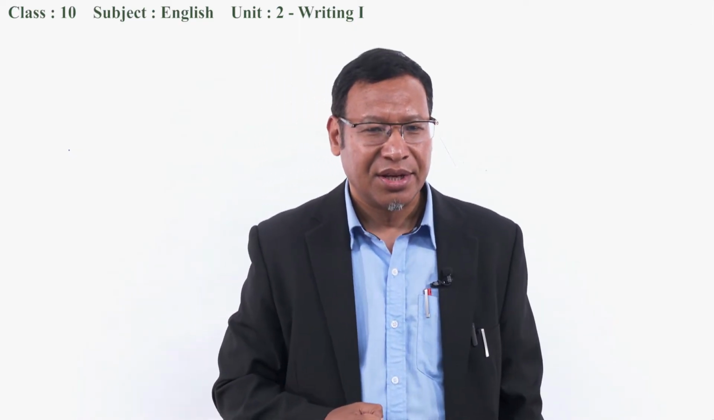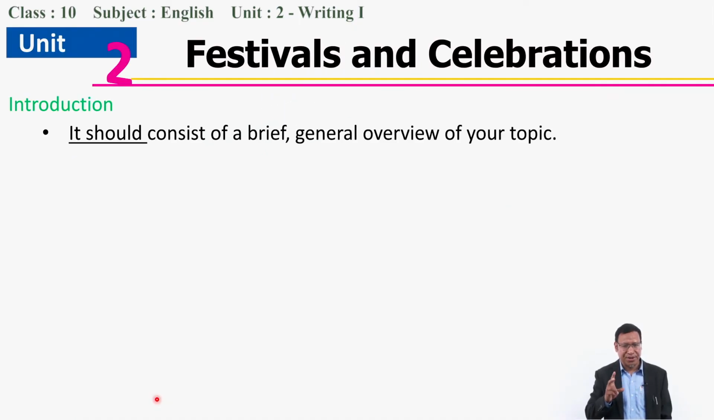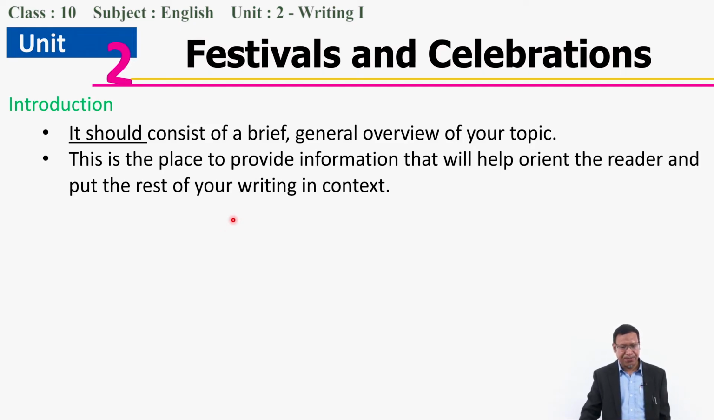So we said an essay has three important parts. Introduction: the introduction should consist of a brief or general overview of the topic. This is the place to provide information that will help orient the reader and put the rest of your writing in context. It provides information on what you are going to talk about, and the rest of the writing continues because of your introduction.